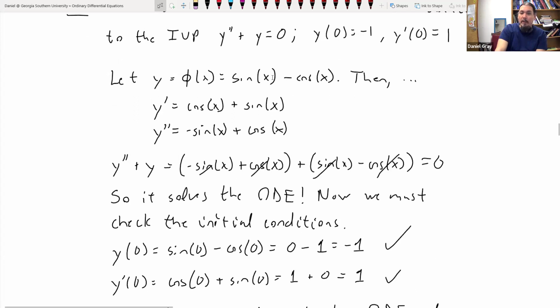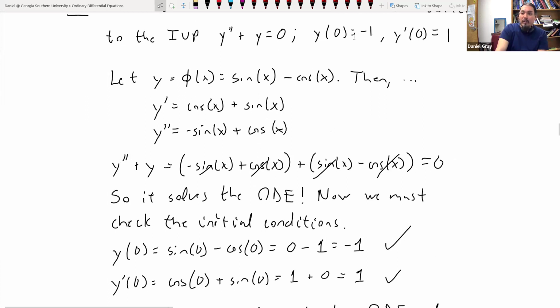So let y be equal to sine of x minus cosine of x, and then y prime will be cosine of x plus sine of x, and then y double prime will be negative sine of x plus cosine of x. And we plug in y and y double prime over here, and we see that everything cancels, and we get 0 for all x values. So it solves the differential equation, okay? That's half of the problem, right?